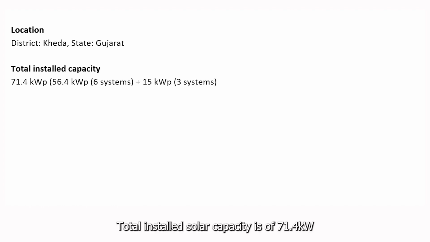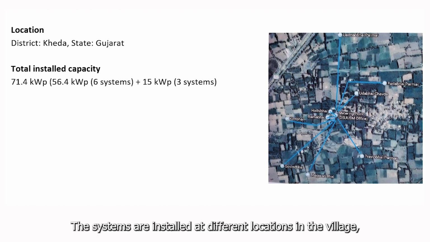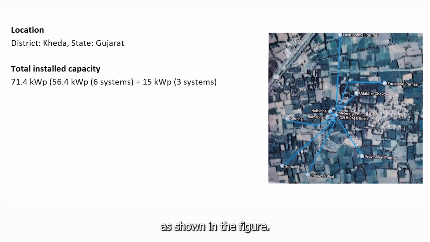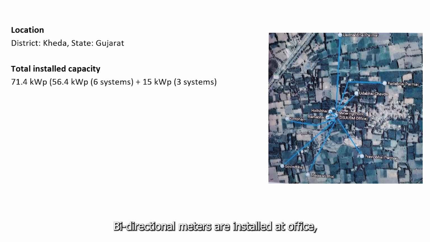Total installed solar capacity is 71.4 kilowatt, which consists of 9 photovoltaic systems with 10.8 kilowatt, 8 kilowatt and 5 kilowatt power capacity. The systems are installed at different locations in the village as shown in the figure. Power from each system is aggregated at the Mandali office and is connected to the grid. Bidirectional meters are installed at the office to track the selling of solar power from each PV system.